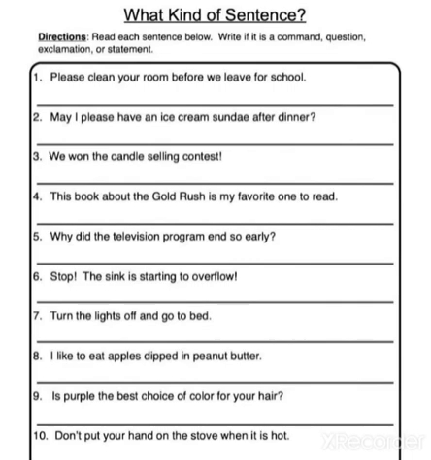Seventh: turn the lights off and go to bed, starting with the first form of the verb. Eighth one is: I like to eat apples dipped in peanut butter. Ninth one is: is purple the best choice of color for your hair? Tenth one is: don't put your hand on the stove when it is hot. So you have to recognize the correct kind of sentence.